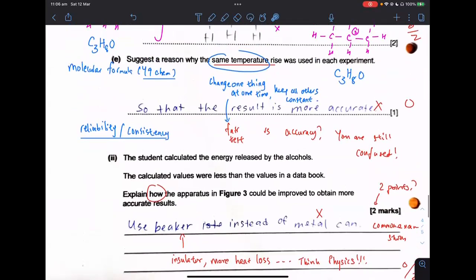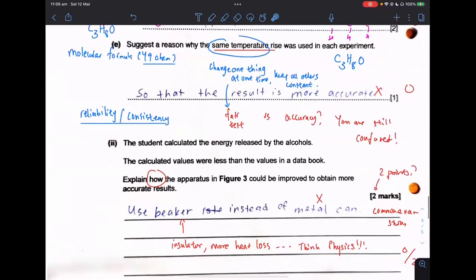So in biology, I'm sure you already started talking about fair test in alternative to practical. Our next topic on rate of reaction, we will talk a lot about this fair test. So do not get confused between reliability, accuracy, as well as fair test.